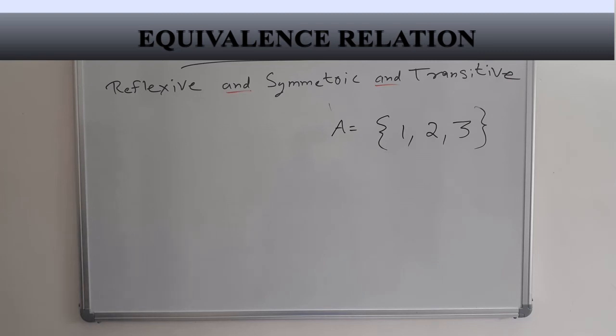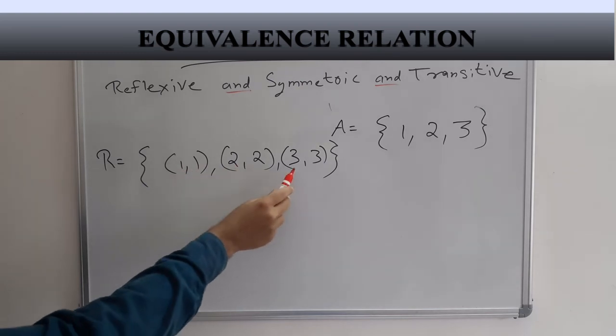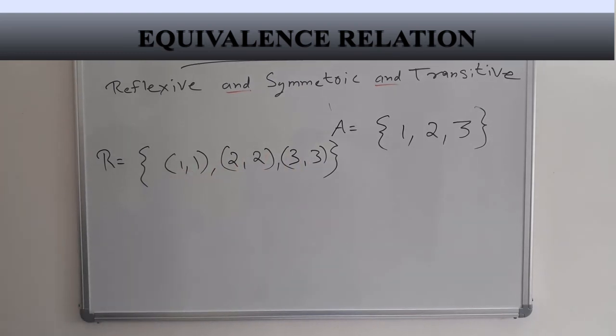We'll see some examples. So we have a relation here, 1 comma 1, 2 comma 2, 3 comma 3. What do you say? Is it an equivalence relation? Let's see. Let's check first if it is reflexive. We have 1 related to itself, 2 related to itself and 3 related to itself, and we have all the elements present here. So it is reflexive.